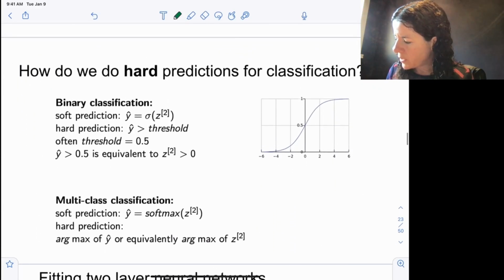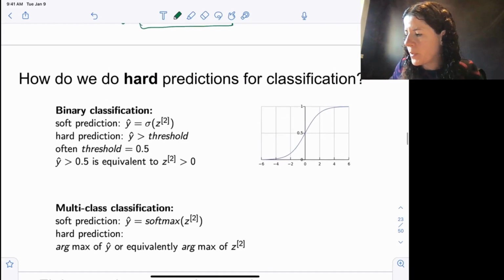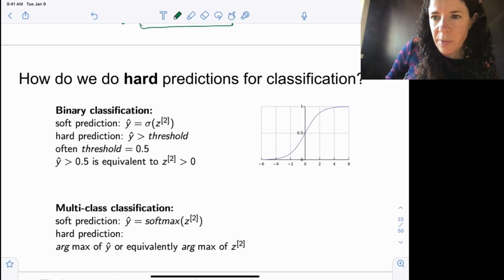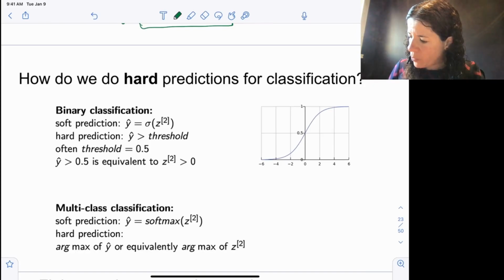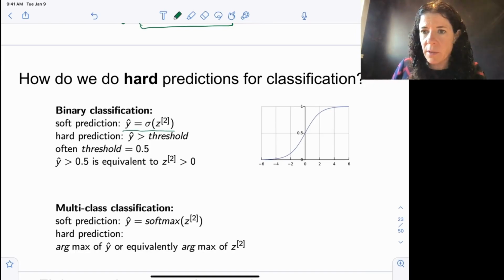So let's remind ourselves how we do hard predictions for classification. We talked about this a little bit before, but I wanted to remind you. If we have a two-layer neural network, we get y hat equal to sigmoid of z2. How do we get a hard prediction? That would be a soft prediction, a probability. A hard prediction is made by having a threshold: if the probability is bigger than the threshold, we predict 1, and otherwise 0.